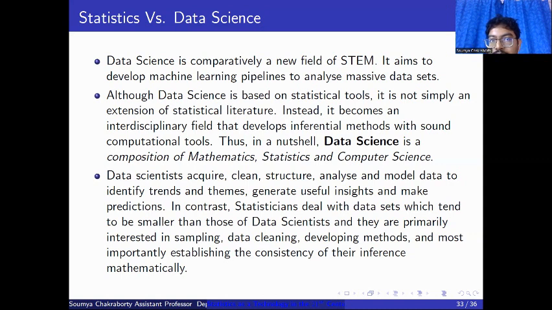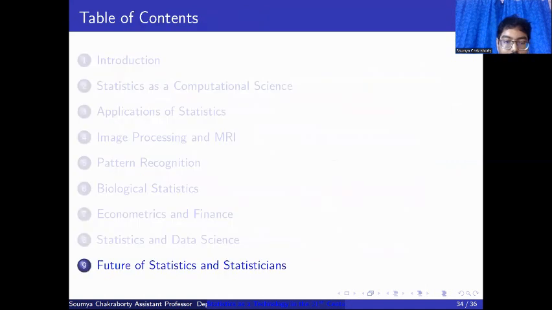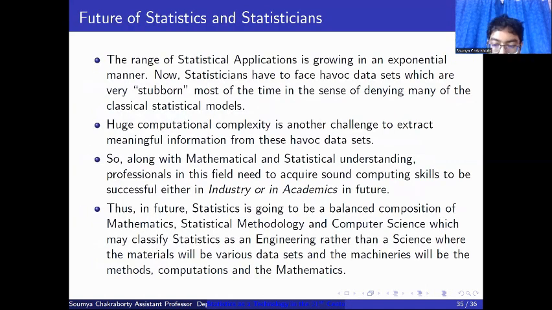So I cannot deny that it's a time when statistics is undergoing a phase transition. It is becoming more a technology from a basic science. So in future, we must say that statistics is going to be a balanced combination of mathematics, statistical methodologies, and computer science, which may classify statistics as an engineering rather than a science, where the materials will be the various data sets and the machineries will be the methods, computations, and mathematics.